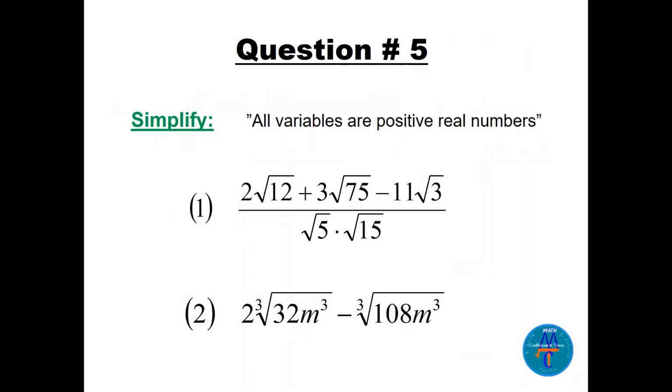I advise you to check the second one, please. Take a minute or so. 2 cube root of 32m cubed minus cube root of 108m cubed. Try to get the simple answer for number 5, second question.